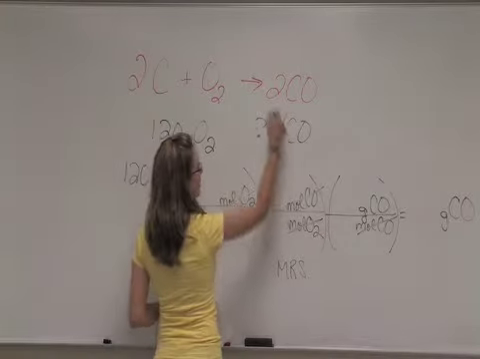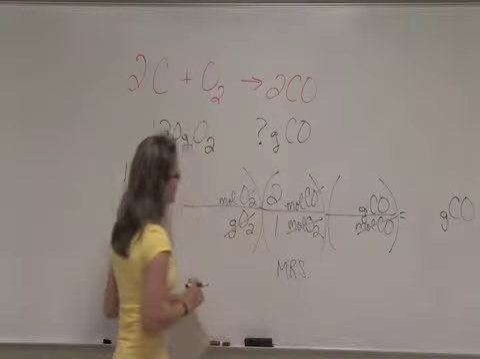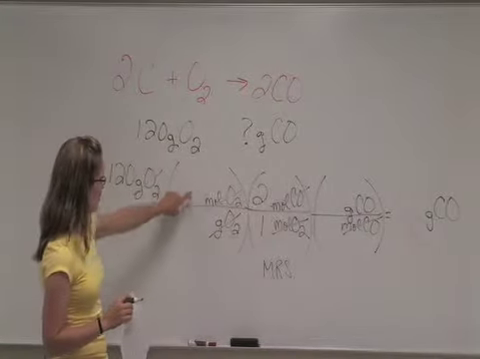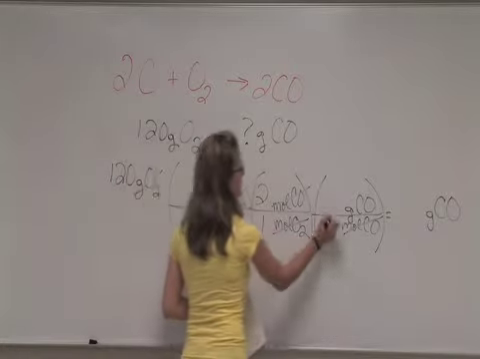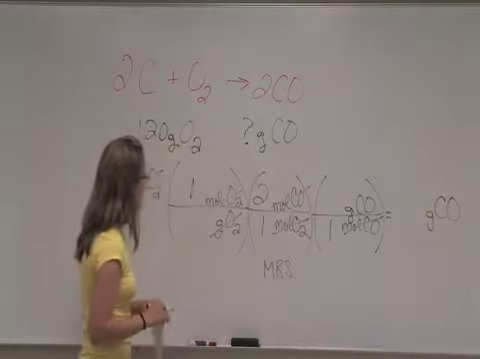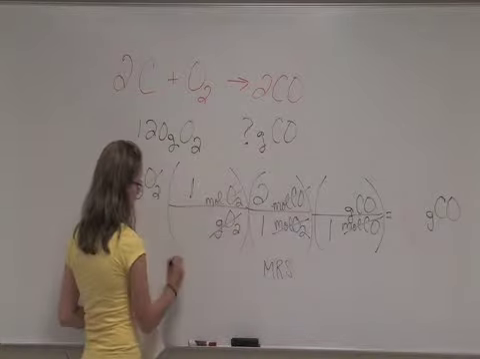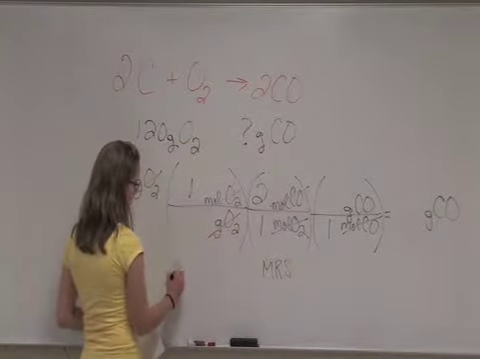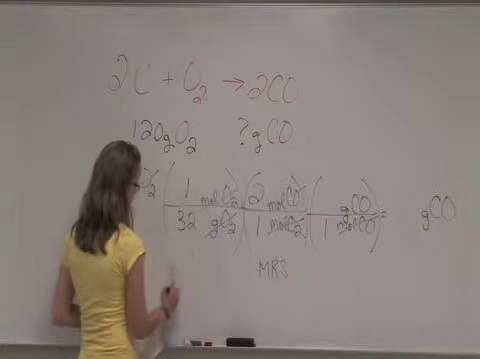Coefficient in front of carbon monoxide is 2. Coefficient in front of oxygen is 1. Moles not in the middle parenthesis, the number that always goes there is 1 for chapter 10 problems. Grams off the periodic table. Oxygen is 16, but I have 2 of them, so I have to add them up to get 32.